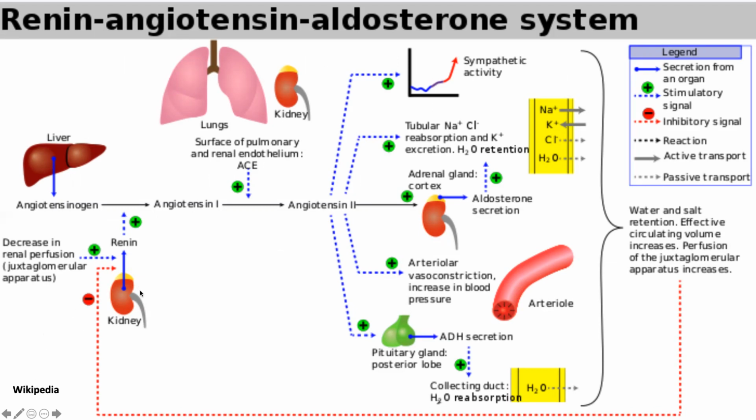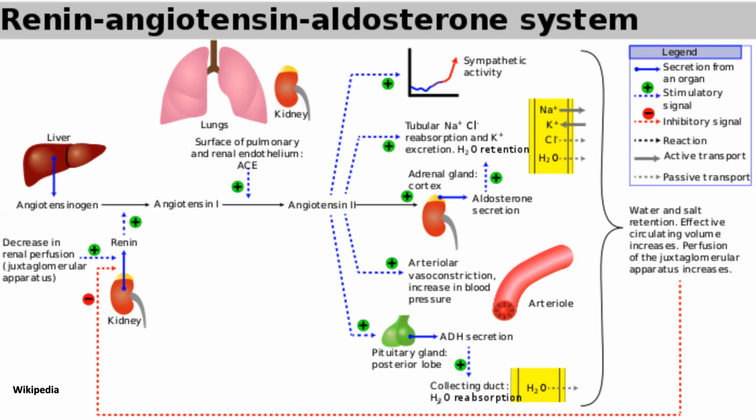So our kidneys, from the granular cells of the afferent arteriole, we secrete renin. That renin will convert angiotensinogen, which is secreted from the liver, into angiotensin 1. And in the lungs, surface of the pulmonary and renal endothelium, we have the angiotensin converting enzyme, which we call ACE. Angiotensin converting enzyme will convert angiotensin 1 into angiotensin 2.